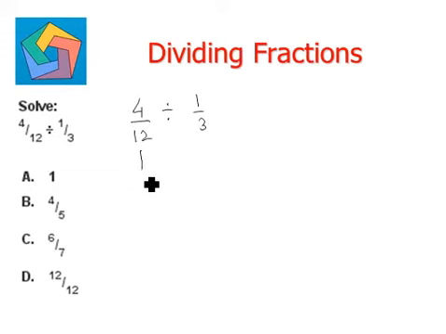Now the first fraction is kept as it is. The division sign is turned into multiplication. That's a dot or a cross. And the second fraction is flipped, that is, the numerator becomes the denominator and the denominator becomes the numerator.